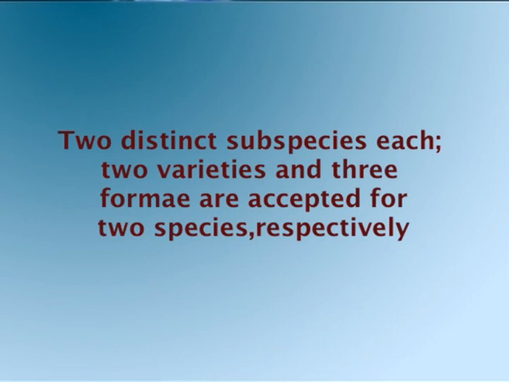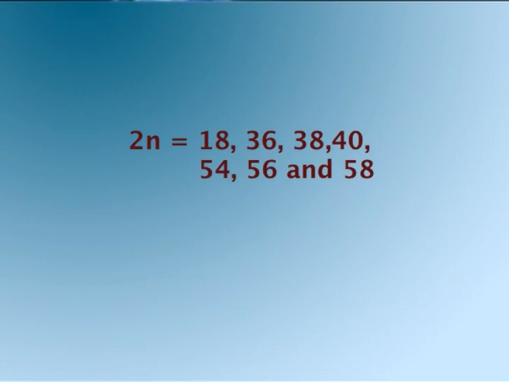The small section Capillares of the genus Carex has been studied from the cytological and taxonomical points of view. It comprises 9 distinct species. 3 species include 2 distinct subspecies each. 2 varieties and 3 formae are accepted for 2 species respectively. The chromosome numbers of the taxa involved are 2n=18, 36, 38, 40, 54, 56 and 58.